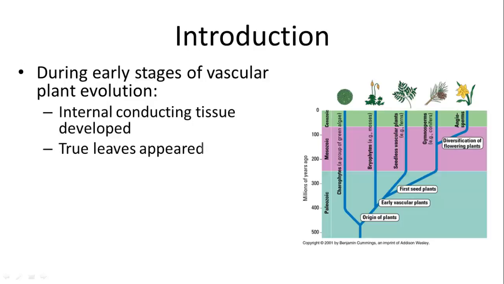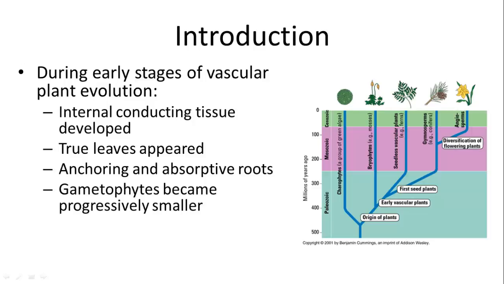You also have the formation of true leaves and the formation of more than rhizoids, of actual roots that anchor and absorb, again with their conductive tissue, water and nutrients up to the leaves. The gametophytes in this group are also much smaller, where they were a significant part of the moss biomass. They become much smaller and much less of a necessity for the sporophyte to grow.